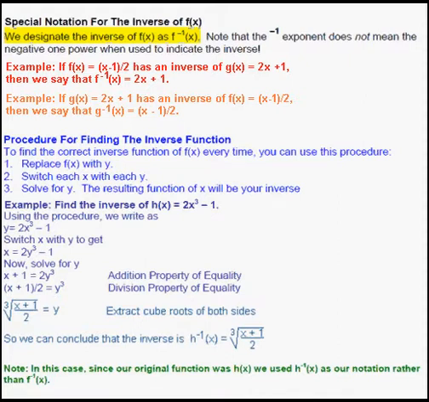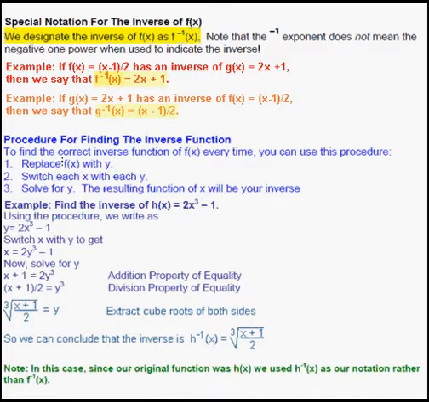We have special notation for the inverse of a function. In the last example, we found that the inverse of f of x was the function g of x equal 2x plus 1. Well, we would call that inverse function of f of x f minus 1 of x. That minus 1 is not an exponent. It indicates the inverse function. So f minus 1 of x equals 2x plus 1. And likewise, we found that the inverse of g of x was the function x minus 1 over 2. So here we would say g minus 1 of x equals x minus 1 over 2.